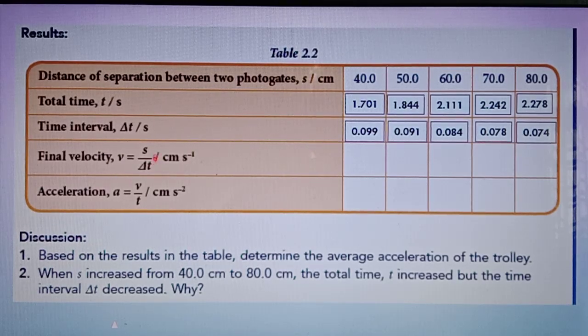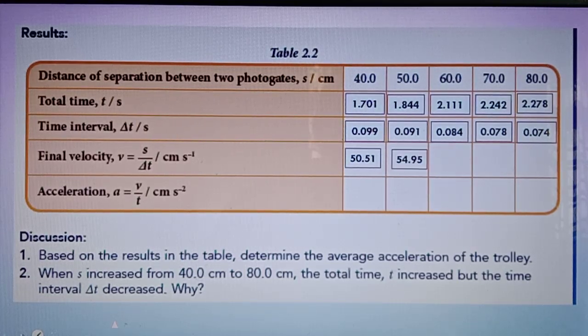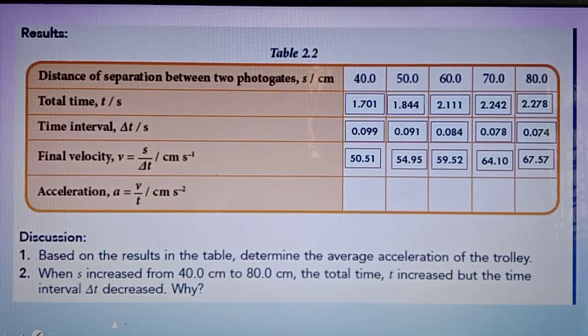Okay, so now we calculate the final velocity and acceleration. The final velocity just occurs at the second photogate, so we use S divided by delta T. Calculate all the values for the final velocity, meaning 40 divided by 0.099, 50 divided by 0.091, 60 divided by 0.084, 70 divided by 0.078, 80 divided by 0.074. So we get these values for the final velocity.